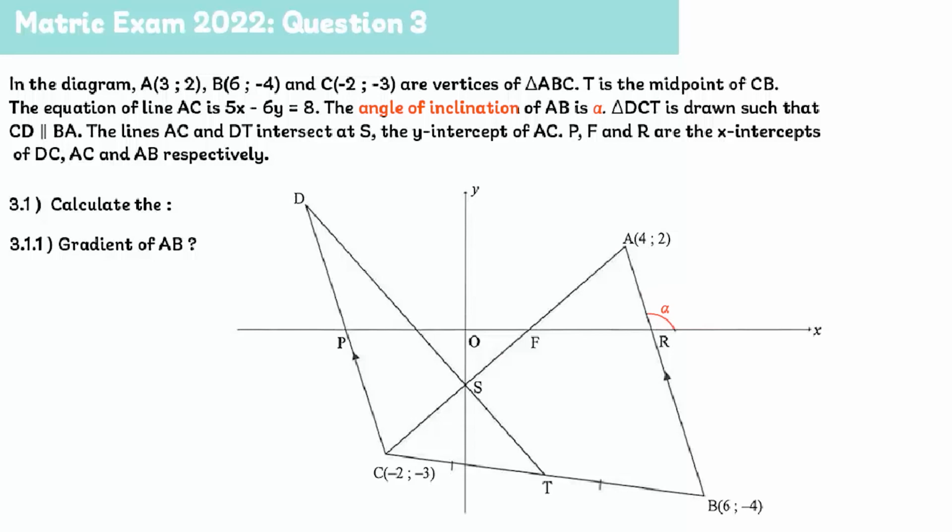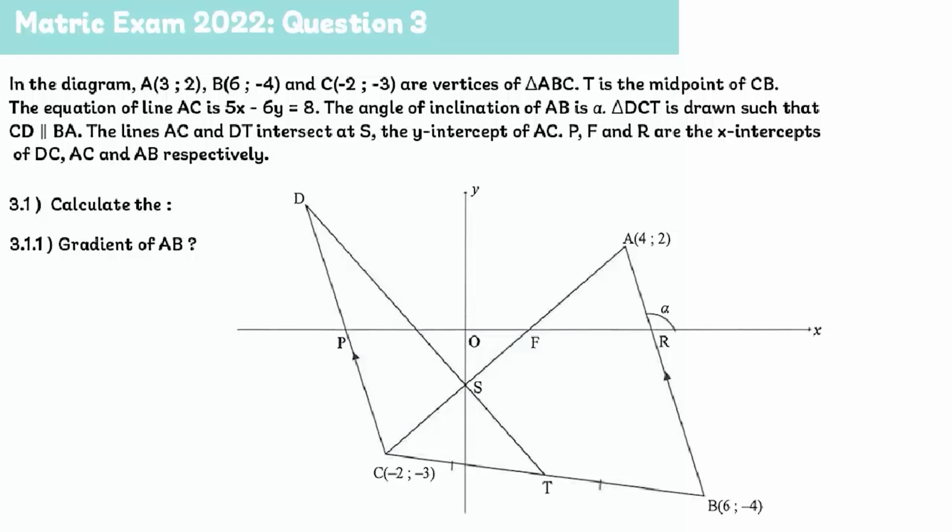The angle of inclination of AB is alpha. Triangle DCT is drawn such that CD is parallel to BA. The lines AC and DT intersect at S. P, Q and R are the x-intercepts of DC, AC, and AB respectively, and S is the y-intercept of AC.